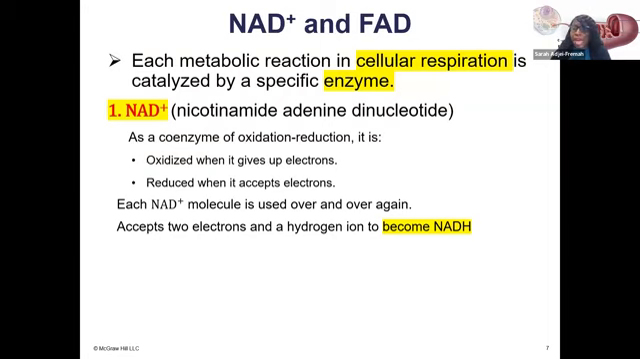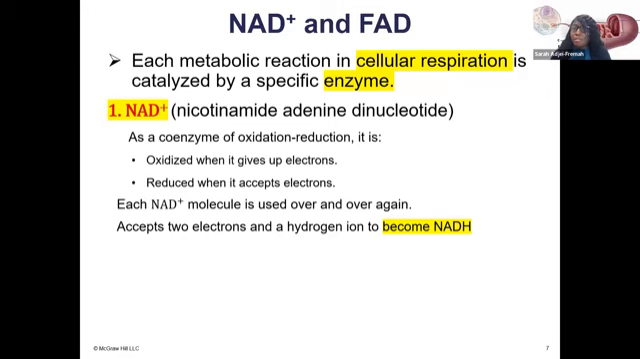Now, a critical look at the two key enzymes, NAD+ and FAD. These enzymes catalyze these two metabolic reactions and help to speed them up. Nicotinamide adenine dinucleotide, NAD+, is very relevant in oxidation and reduction. It can accept electrons and become reduced. It can give up electrons and become oxidized.